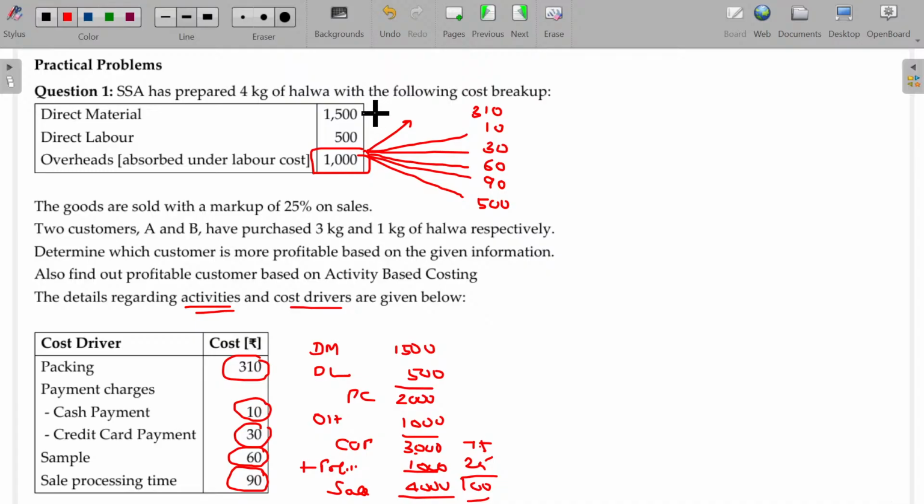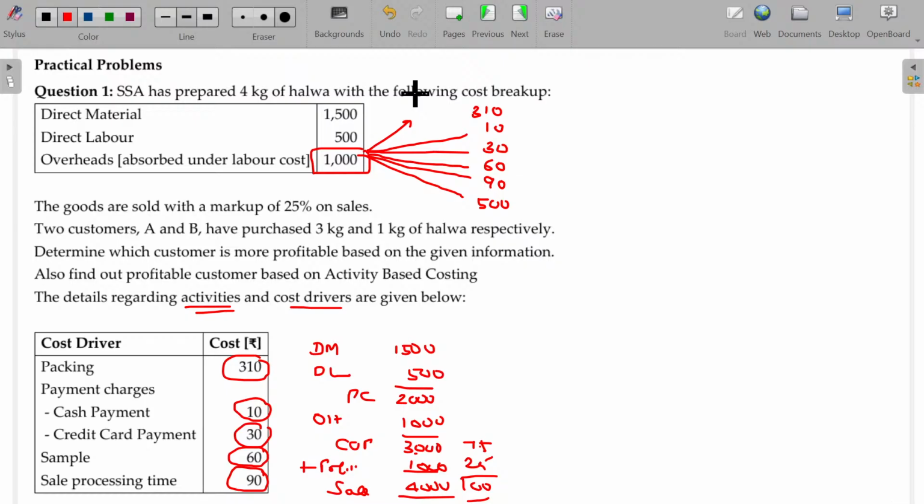We cannot identify the entire overhead spent for any specific activity. Some activity will be very small, insignificant, or we cannot track it properly, so leave it. Is that okay? That's the logic here.